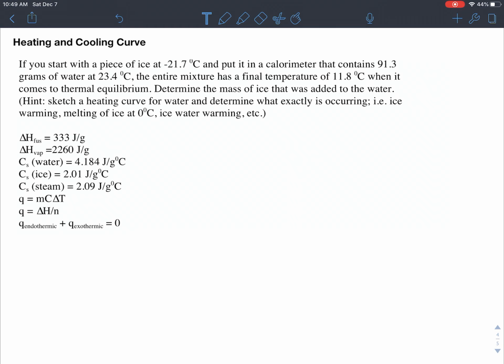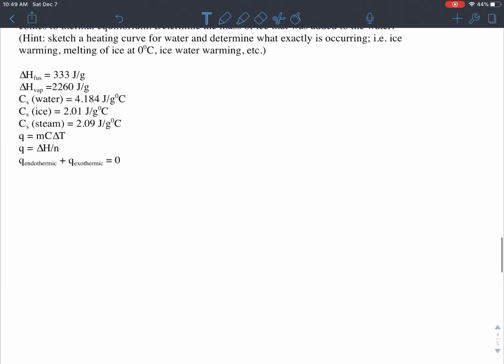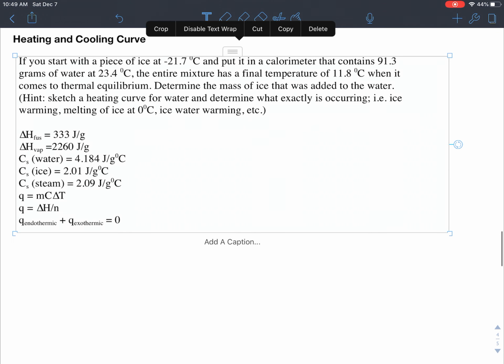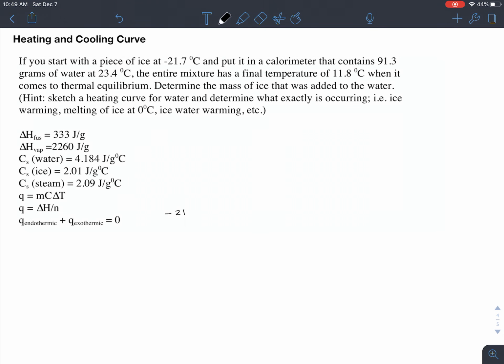So I always like to draw it out because it helps me figure out what's occurring. So I start all the way at negative 21.7 degrees Celsius. That's the piece of ice. So this little ice cube right here is really, really cold. It's at negative 21.7 degrees Celsius. And then I put that piece of ice in a calorimeter. And the calorimeter itself has a mass of water, and it has a temperature of 23.4 degrees Celsius.